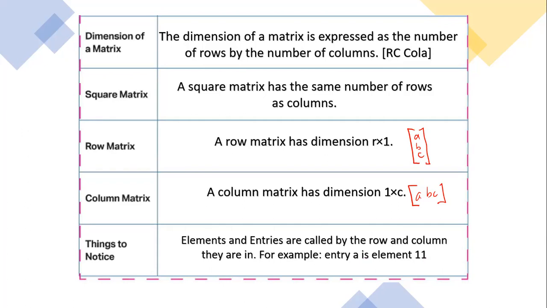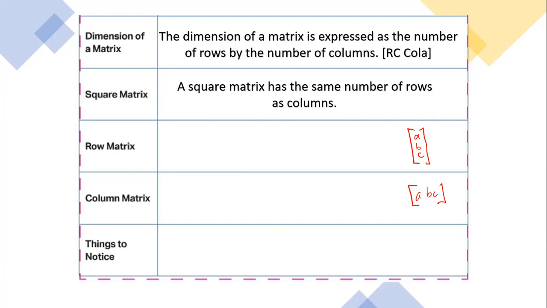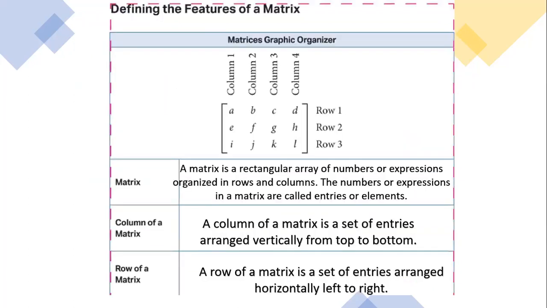Okay. Can I go back to the example really quick? And I'll come back here. So let's look at our example. So we have here our matrix, right? First, let's define its dimensions. What are the dimensions of what we have here? It's a 3 by 4. Remember, RC cola. So it's going to be your rows, then your columns. So our dimensions are 3 by 4. Make sense?